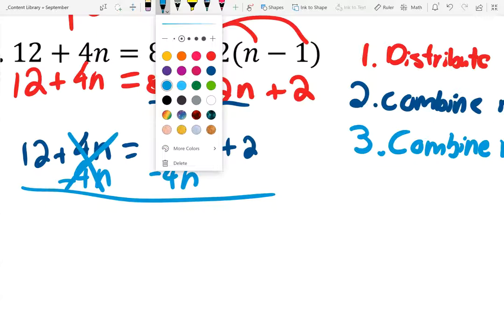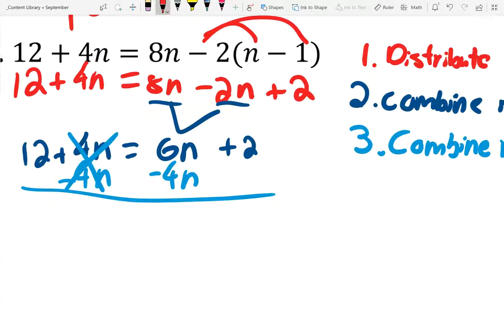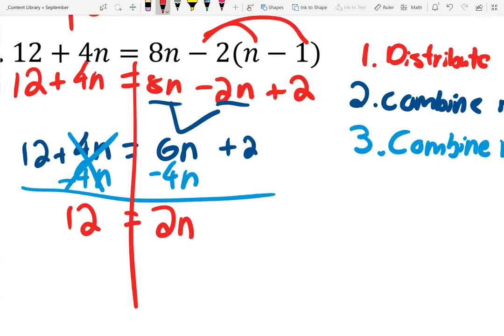So what that does is it cancels out 4n, right? We still have 12. We still have 12 equal to, but now 6 minus 4 is going to be 2n, and then we still have +2. So we still have the 12, still have the 2. Just move the 4n, 6n minus 4n to make 2n.